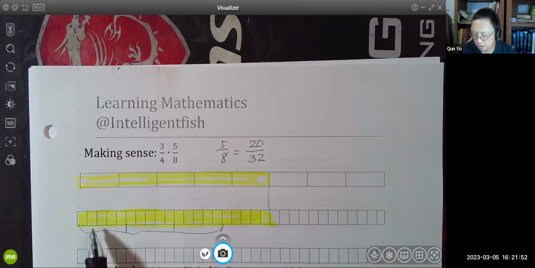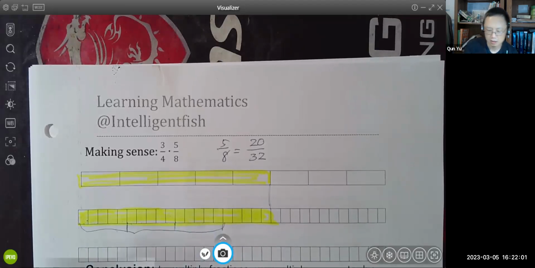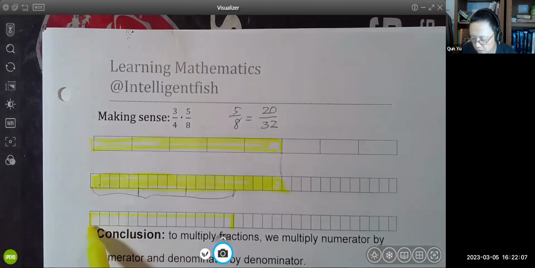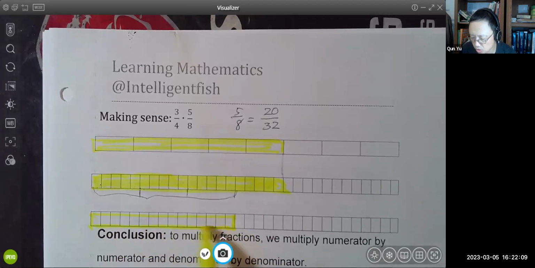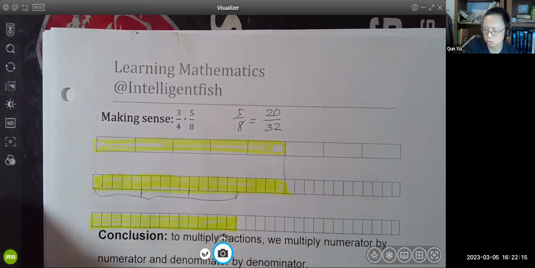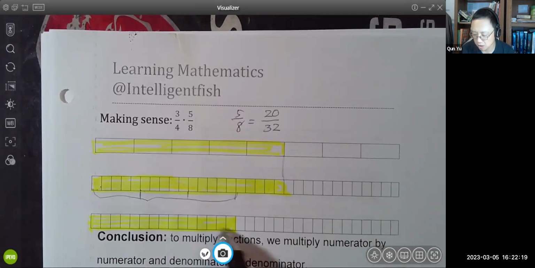How many blocks in here? 1, 2, 3, 4, 5, three times. Totally 15. So this is our final answer. Out of 32 smaller blocks, we should get 15, which is equivalent to 3/4 of 5/8. That is 15 out of 32.